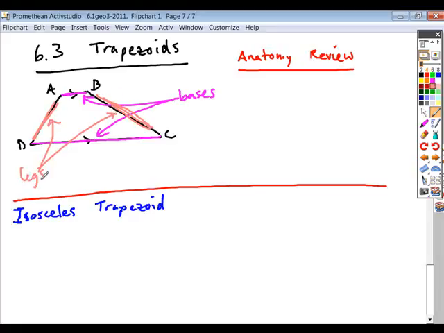It doesn't matter how the trapezoid is set up. Even if you had one set up vertically here, if you have parallel sides, those are your bases. Okay? Whether it's the top and bottom or the left and right.